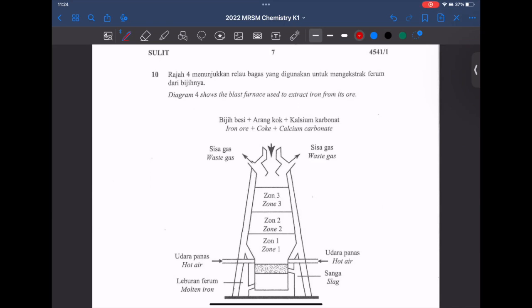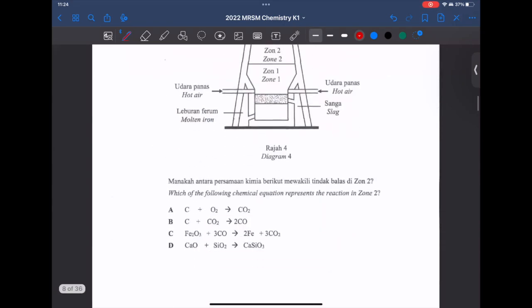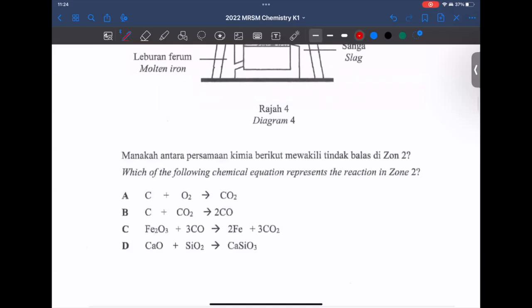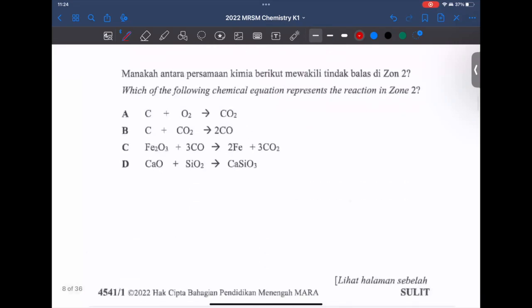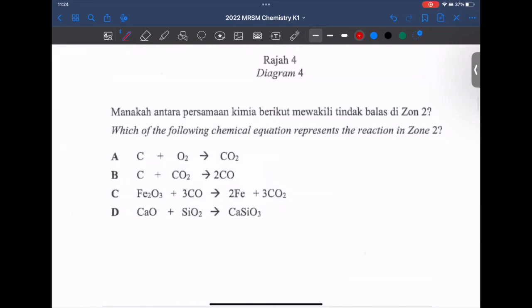So in this case here, for number 10, we will say that supposedly the second step is to generate carbon monoxide, like I said just now. The first step is to generate carbon dioxide. And then after that, due to the lack of oxygen, it will cause carbon monoxide to be formed. So in the equations over here, there's only one that shows carbon monoxide, which is B. So therefore, the answer is B in this case.